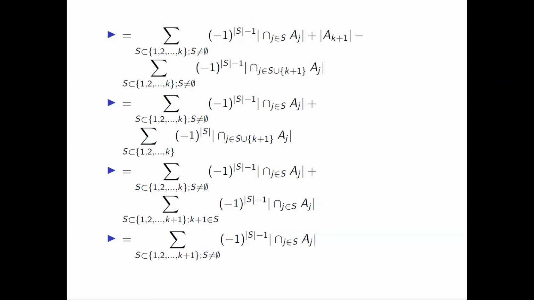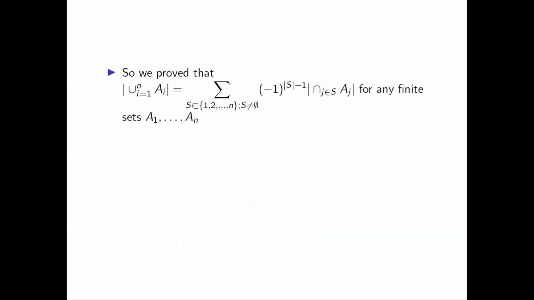So we have a sum over non-empty subsets S of 1, 2 up to k plus 1 of negative 1 to the cardinality of S minus 1 times the cardinality of the intersection over all J in S of AJ. And that completes the proof. That completes our weak induction. So we just proved the inclusion-exclusion principle in full generality for any number of finite sets. And that's our statement that we have. So we proved that that is true. So the union of the AIs, if you take its cardinality, it's going to be equal to this alternating sum.